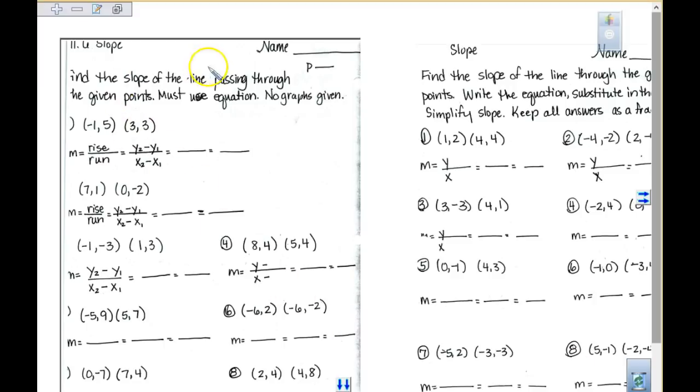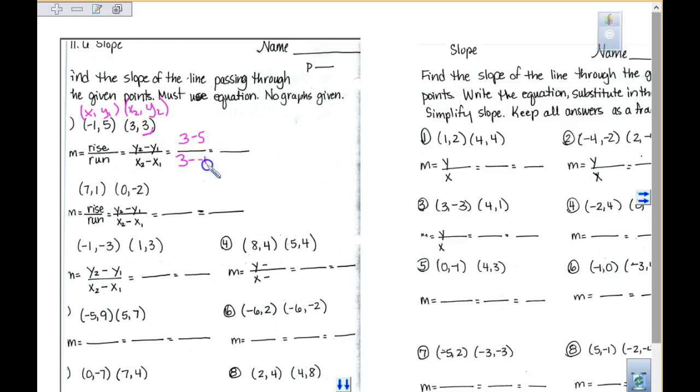The next sheet is using the formula. So in that next sheet, you'll find the slope of each line passing through the points. You're going to start with your formula. If it's helpful for some of you, put x1, y1. Put x2, comma, y2. So when you show your work, you will have 3 minus 5. 3 is y2. y1 was 5. What is my x2? Oh, it's 3.